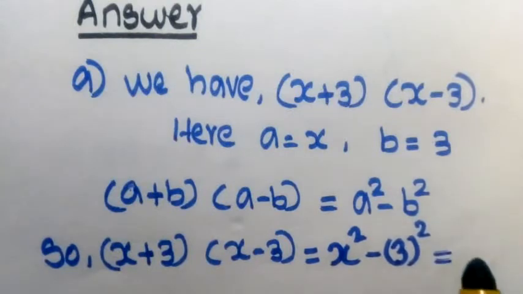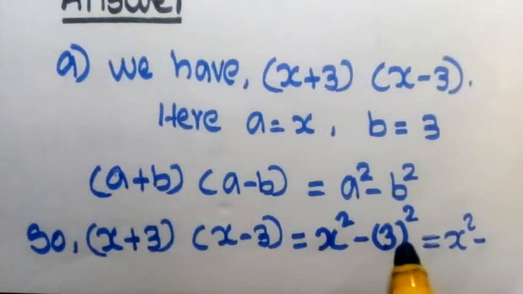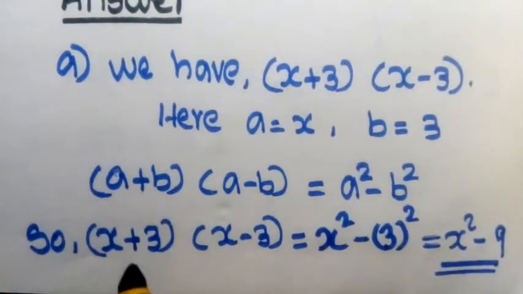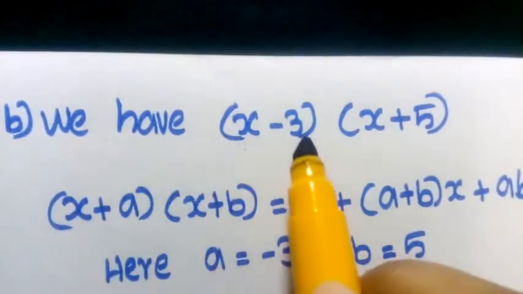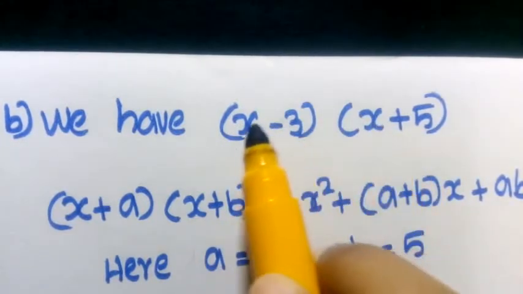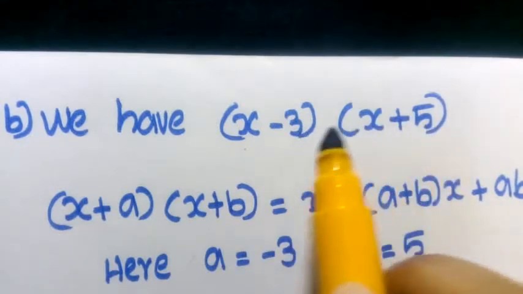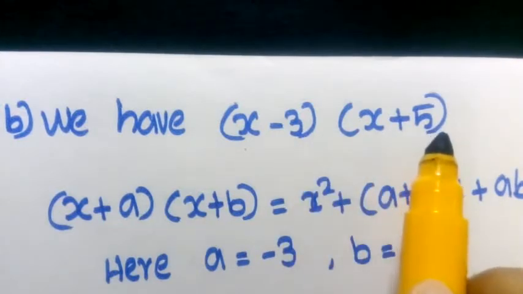Which is equal to x² minus 3² is 9. So, (x + 3)(x − 3) is equal to x² − 9. Answer for B question. We have (x − 3)(x + 5). Here, the first term is same in both of the terms. It is x. But the constant terms are different. One is negative 3 and one is positive 5.